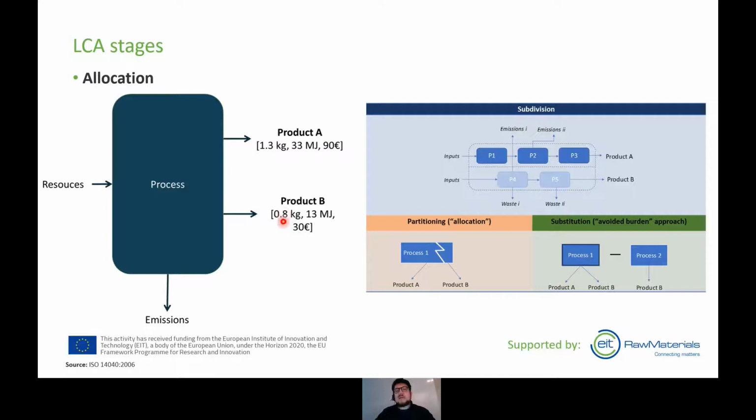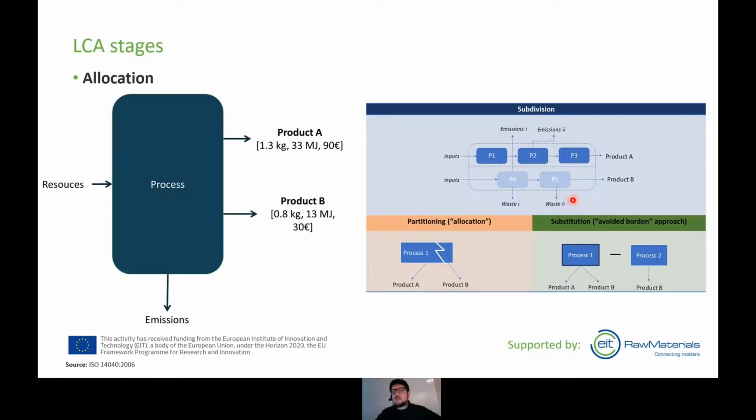But in this case, there can be a large quantity, but it's really small money. That's why in this case, an economic evaluation is always recommended. But if we have, as in this case, where product A has more quantity, probably we can also use the mass allocation.